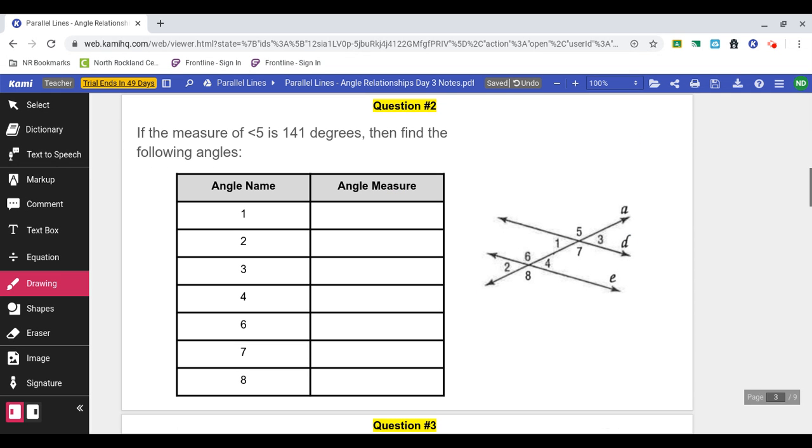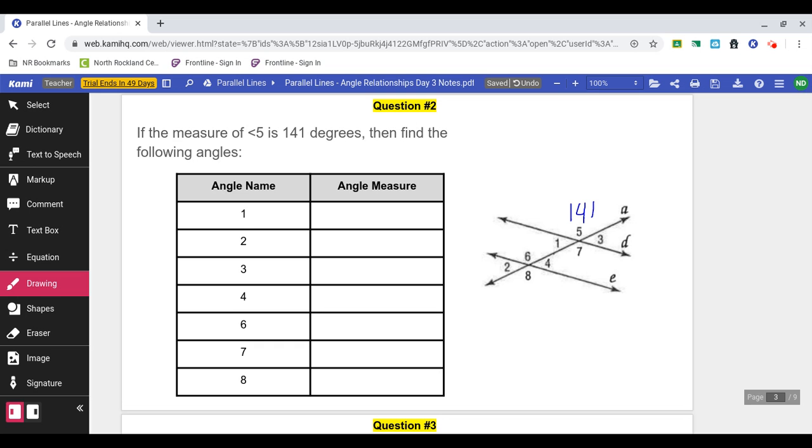Okay, we'll look at number 2. Number 2, again, just the picture looks a little bit different, but line D and line E are your parallel lines, and line A is your transversal. So I said if the measure of angle 5 is 141 degrees, then find the following angles. Okay, so angle 5 is 141 degrees.